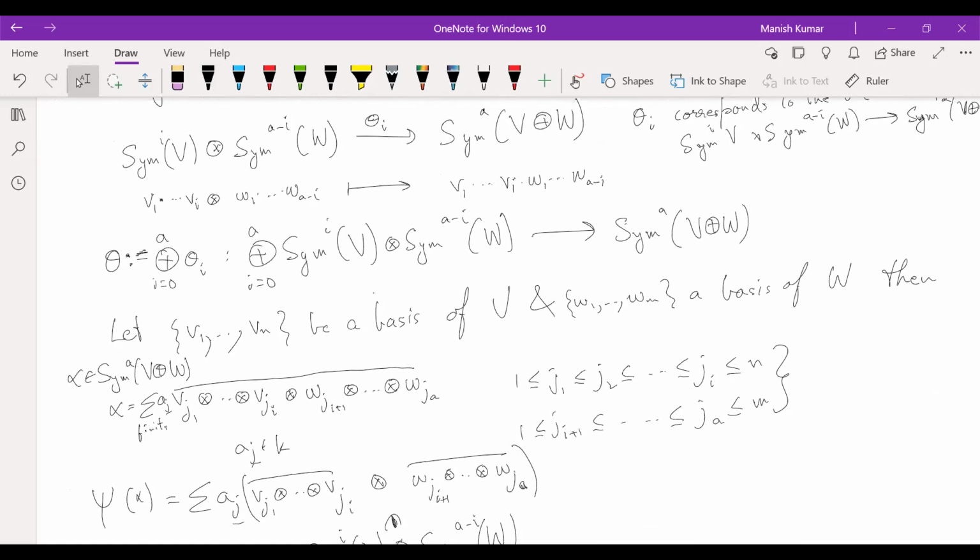So there will be a certain number of copies. It will be sums of these kinds of tensors. And in each pure tensor, there will be some copies of the v_i's and some copies of the w_j's. So some of them will be in V, and the remaining will be in W.